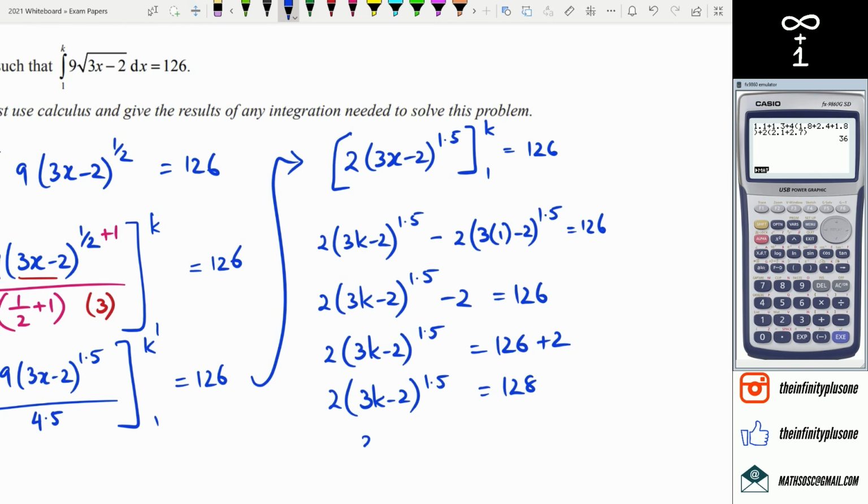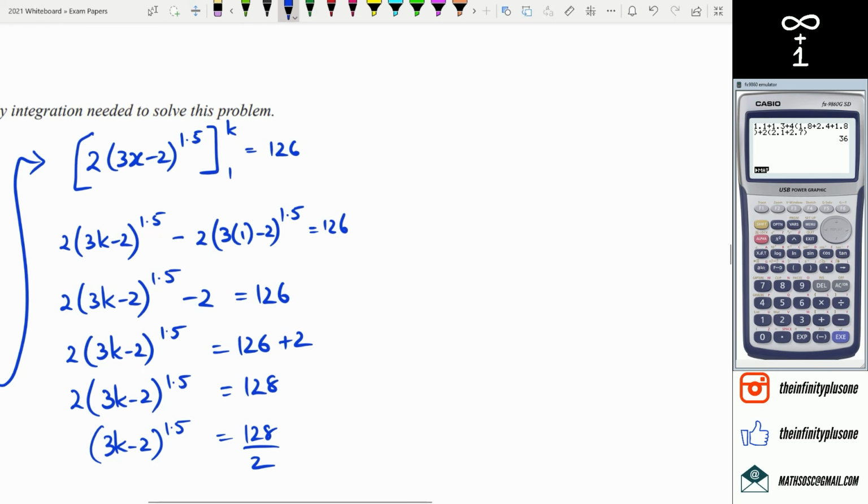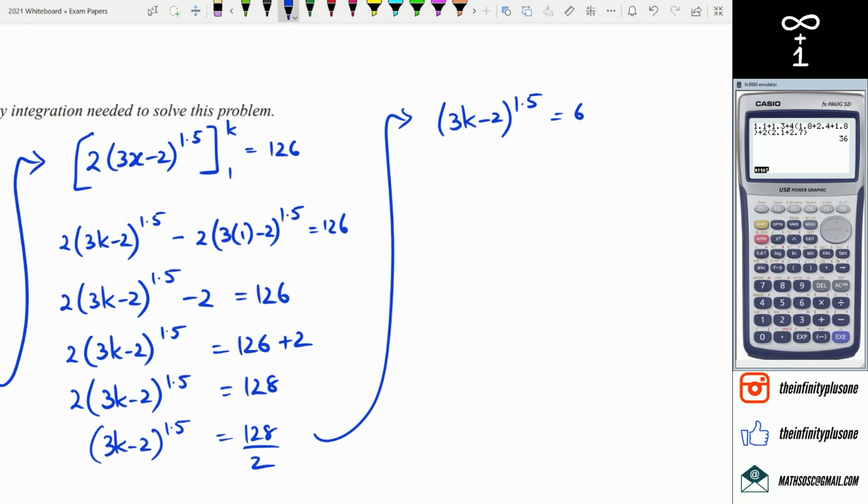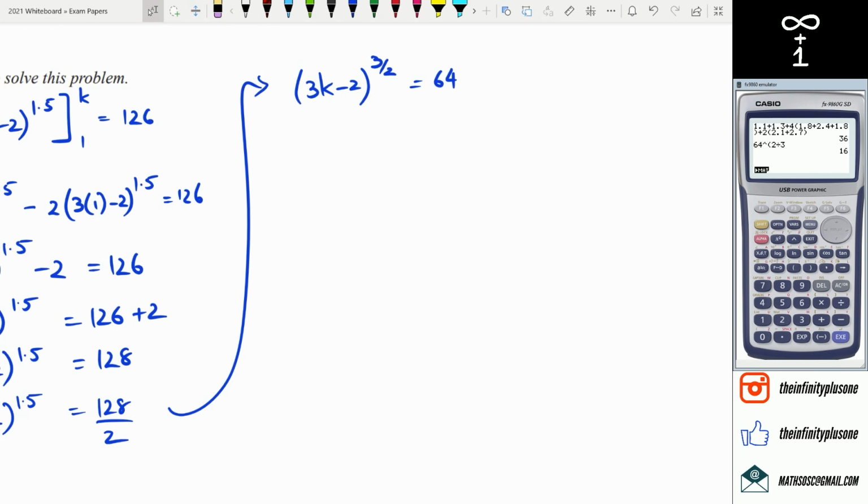Get rid of the 2 to the other side. That means it's going to get divided by 2, which is 128 divided by 2. And I've got (3k minus 2) to the power of 1.5 equals 64. I should have actually written 1.5 as 3 over 2, because that actually helps me. So once we're at this step, folks, we're going to try and figure out a way to get rid of that 3 over 2.